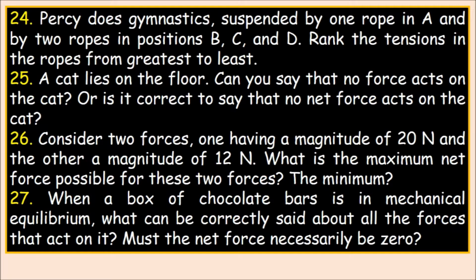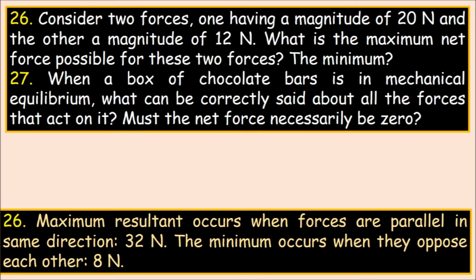Consider 2 forces, one having a magnitude of 20 newtons, the other having a magnitude of 12 newtons. What is the maximum net force possible for these 2 vectors? What is the minimum? Well, the maximum would be 32, and the minimum would be 8, because you add them, you get 32, you subtract them, you get 8. So that's very straightforward.